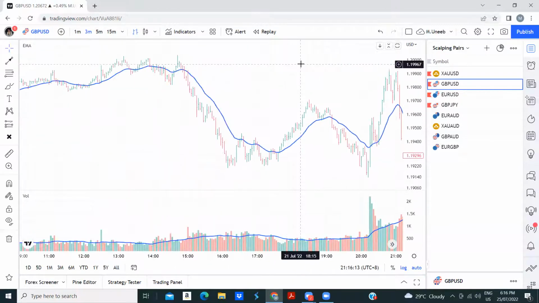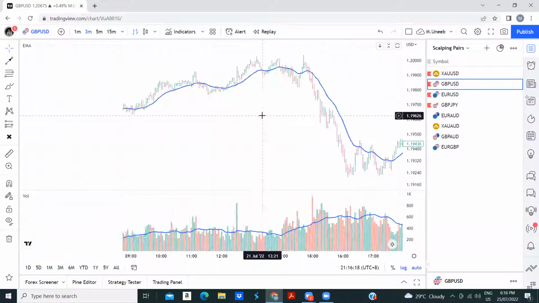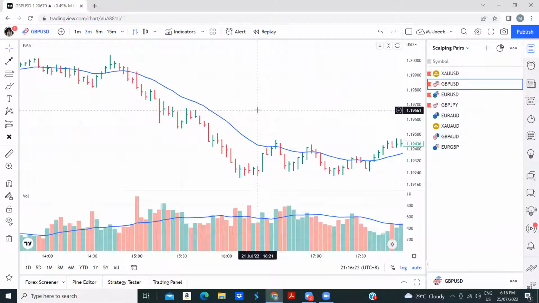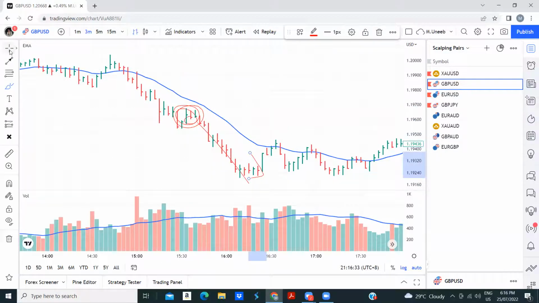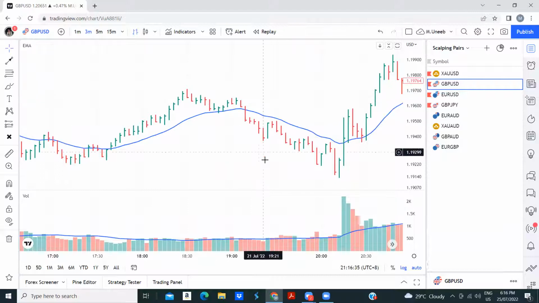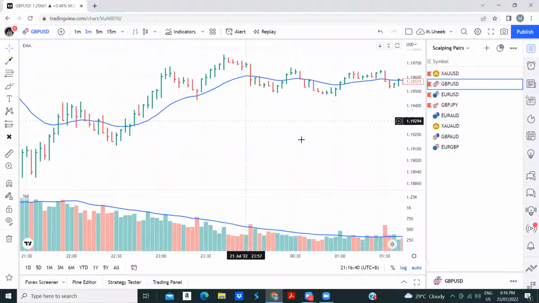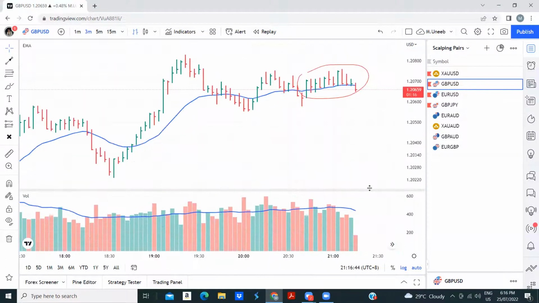Let me see another example. Here, see, the price did have a huge volume, but it did not reach overbought. The price starts reaccumulating and then it went down. Okay.